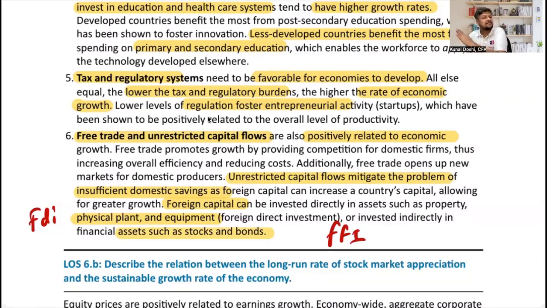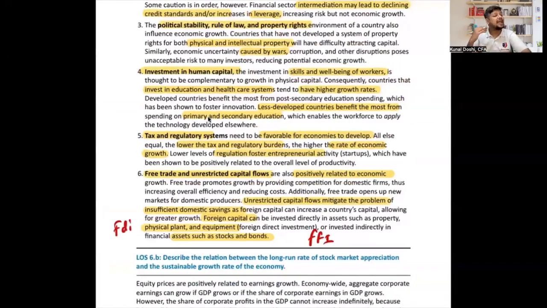Foreign financial investment is when foreign companies only invest in your equity and bonds. But when they physically set up their offices, branches or franchises and conduct business here, or conduct their plant operations here, that's called foreign direct investment, right? All of these factors will lead to high economic growth. Easy? Okay.